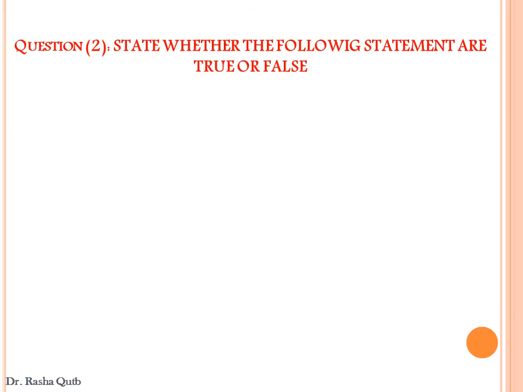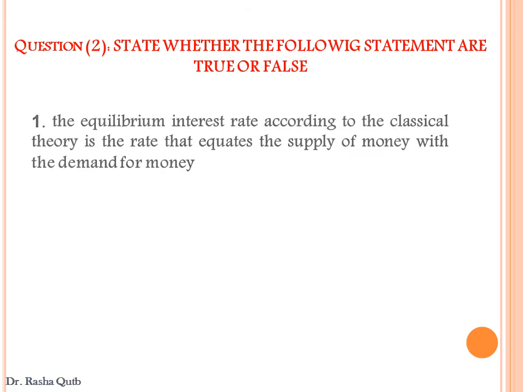Second, state whether the following statements are true or false. First, the equilibrium interest rate according to the classical theory is the rate that equates the supply of money with the demand for money. This statement is false. Why is it false? Because according to the classical thought, interest rate is a real variable, not a monetary variable.